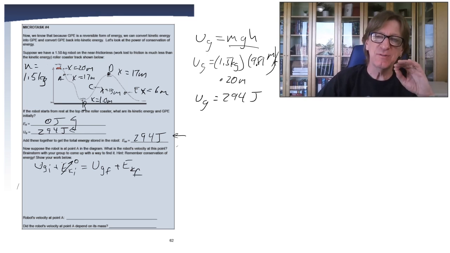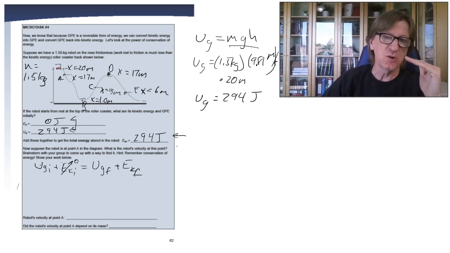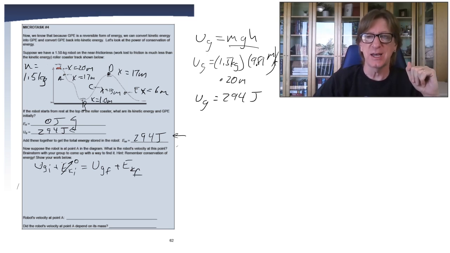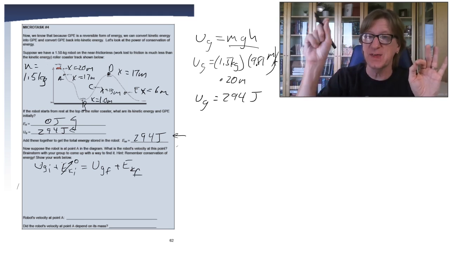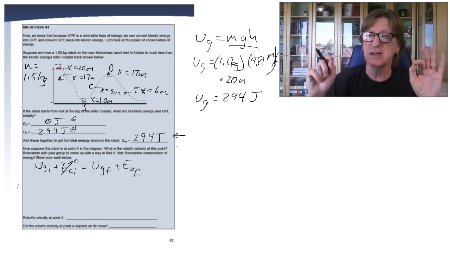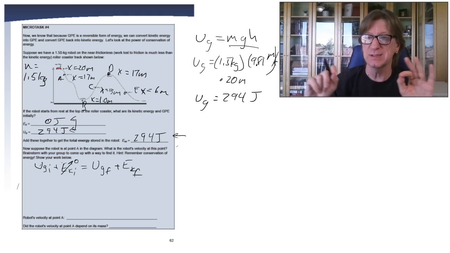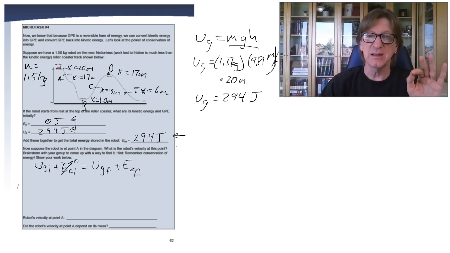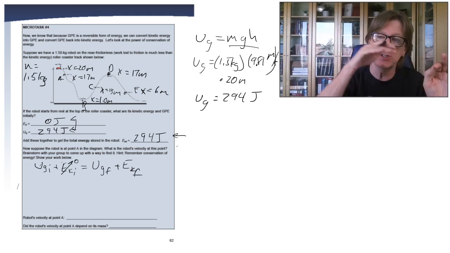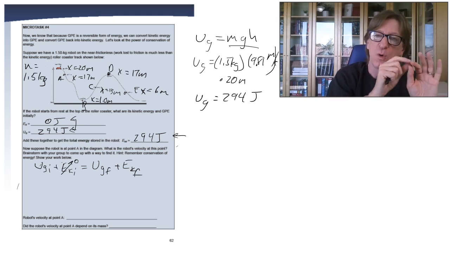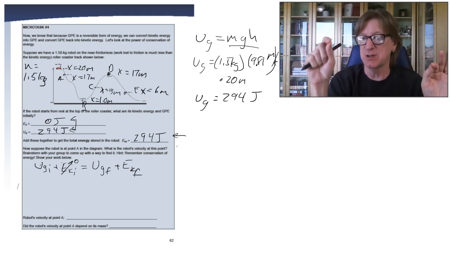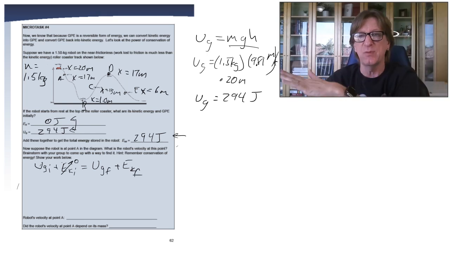Is that gravitational potential energy at point A greater than, equal to, or less than the gravitational potential energy I had at the start? Well, it's got to be less, right? Because I transferred some of that energy into kinetic energy, because it's a reversible process, like we talked about at the beginning. I can take kinetic energy and put it back into gravitational potential energy. That would be me coming back up the track, as we're going to see in a minute. Or I can take that gravitational potential energy and convert it into kinetic energy. That's me going down the track.